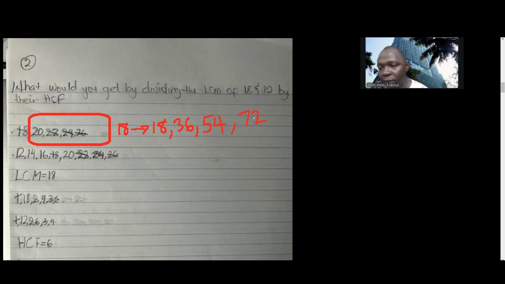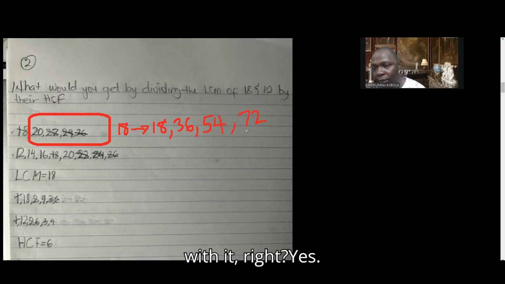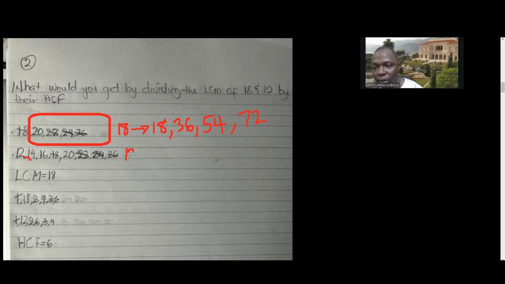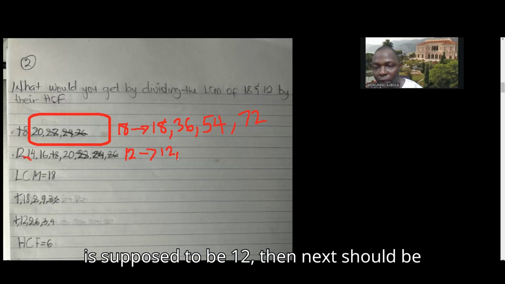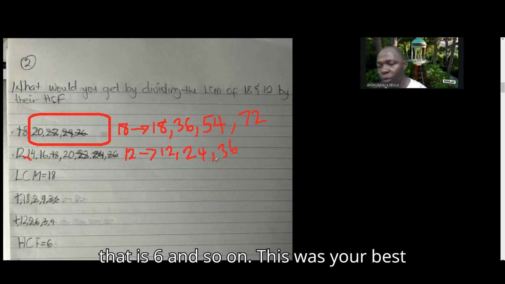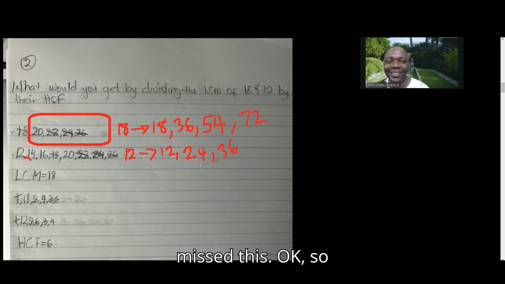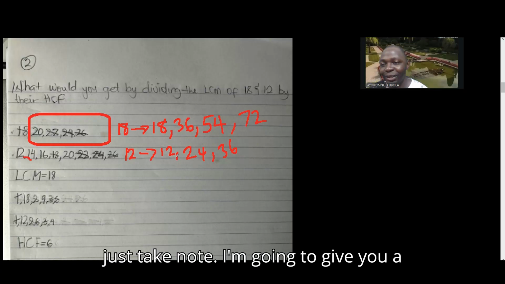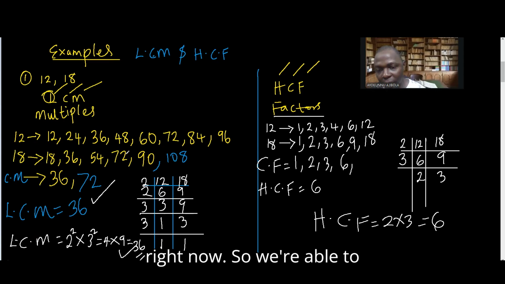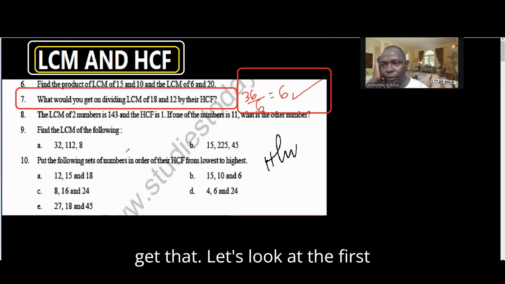Okay. Now you understand what went wrong with it, right? And what about 12? The 12 is supposed to be 12, then the next should be 24, right? Yes, 36, and so on. This was your best method, but I'm surprised you still missed this. So just take note. I'm going to give you a chance to write the correction, but not right now. Let's look at the first question then.